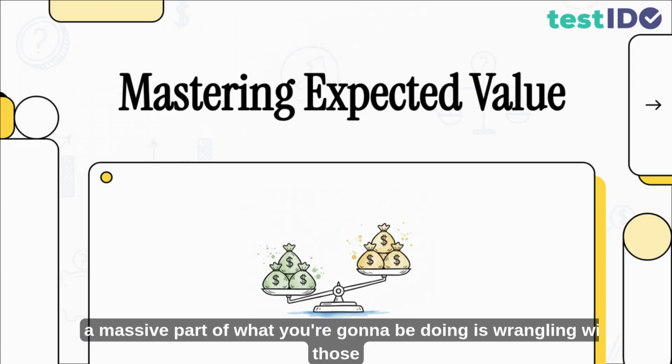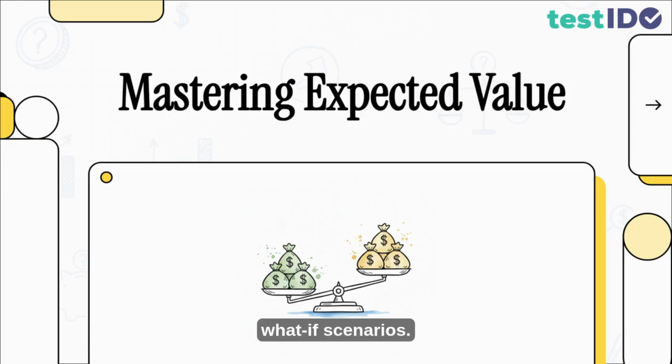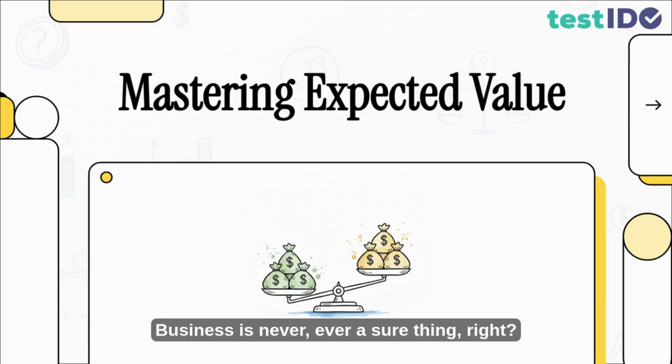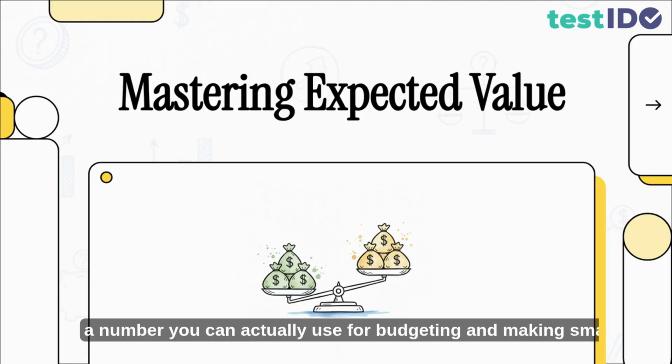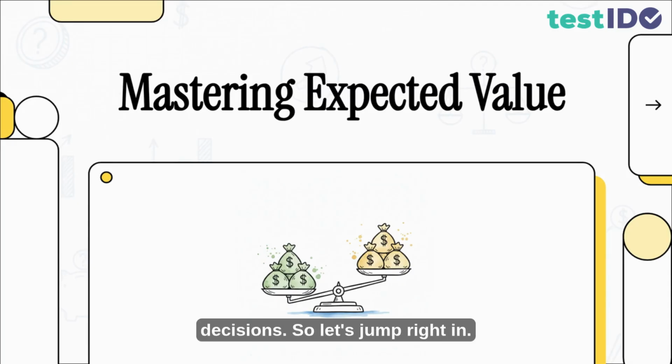A massive part of what you're going to be doing is wrangling with all those what-if scenarios. Business is never, ever a sure thing, right? So, how do you plan for that? Well, that's exactly where expected value comes into play. It's this awesome tool that lets us take this big cloud of maybes and boil it down to one solid number, a number you can actually use for budgeting and making smart decisions. So, let's jump right in.